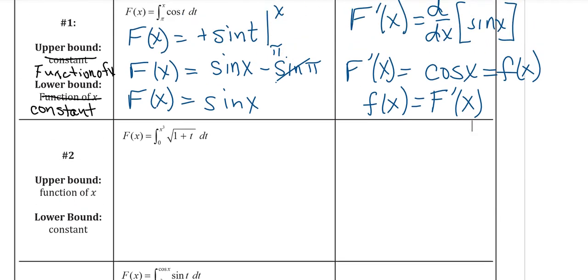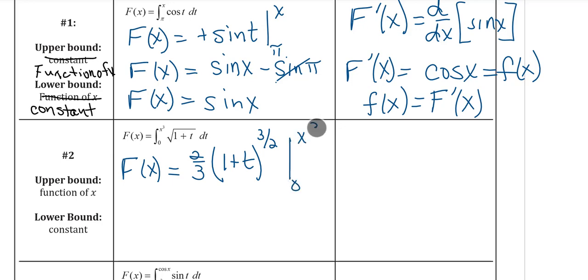Okay, now case 2, we're going to do where the upper bound is a function of x again, and the lower bound is a constant. But we're going to have a different result this time, so it may not work. So what we're going to do is, I know we haven't really done an antiderivative of this sort, but I'm just going to go ahead and do it. So F of x is going to equal 2/3 of 1 plus t to the 3/2, and we're going to evaluate this from 0 to x to the third.